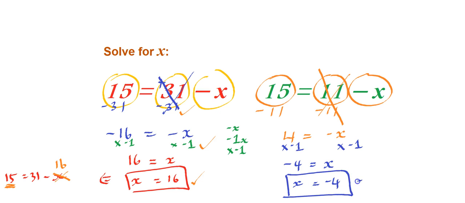We should check, however, so let's check by substituting. We think that x is minus 4. So 15 equals 11 minus minus 4. We'll put that in brackets to make it a bit clearer. So minus minus really means plus. So it'll be 11 plus 4 equals 15. Yes, it does equal 15. So this is correct, and all our working is correct.